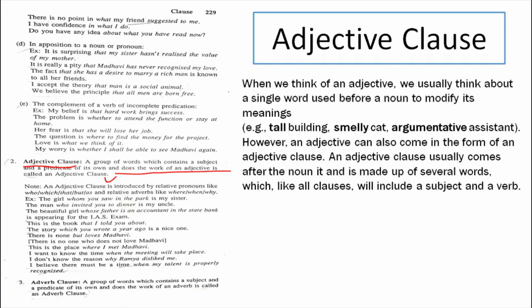When we think of an adjective, we usually think of a single word used before a noun. However, an adjective can also come in the form of an adjective clause. It means there can be a single word, but a clause can also come as an adjective. An adjective clause usually comes after the noun and is made up of several words, not one word, which like all clauses will include a subject and a verb. So you know clauses contain a subject and a verb.